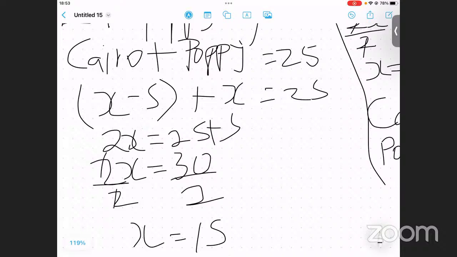And that's Poppy's age. And if you want to figure out Cairo's age, we just subtract 5 from it. And then we'll get her age, which is 10. So Cairo is going to be 15 minus 5, which is 10. Perfect. So that's exactly how you were going to do it if we chose Poppy's age to be equal to x, right?